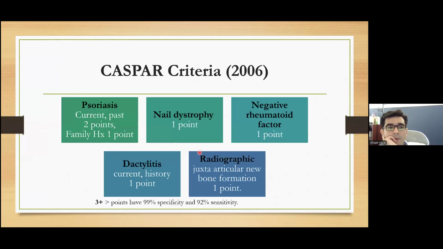Diagnostic criteria is based on the CASPAR criteria from 2006. You have to have a score of 3 or more, which brings the specificity and sensitivity up to 99% specificity and 92% sensitivity. Having a history or current diagnosis of psoriasis gives you a score of 2. Family history adds a score of 1. And then, as I mentioned, nail dystrophy is oftentimes seen in about 90% of the patients, so that can contribute to the scoring as well. Having a negative rheumatoid factor rules out rheumatoid arthritis. And then dactylitis and radiographic findings add up to the diagnosis.